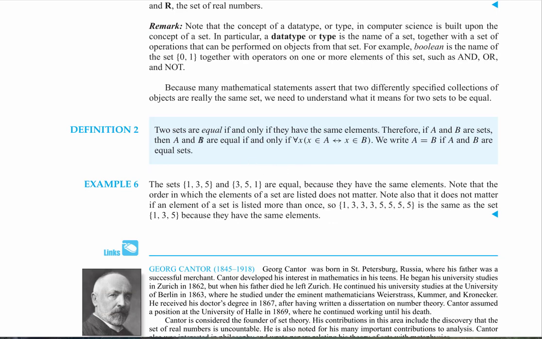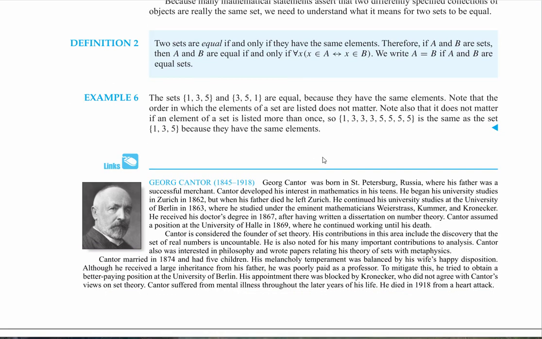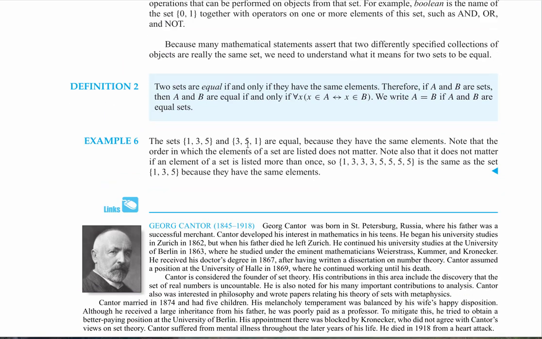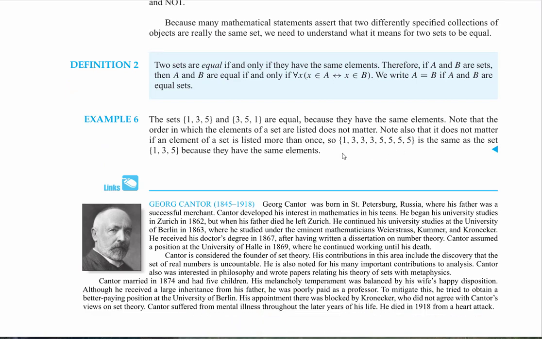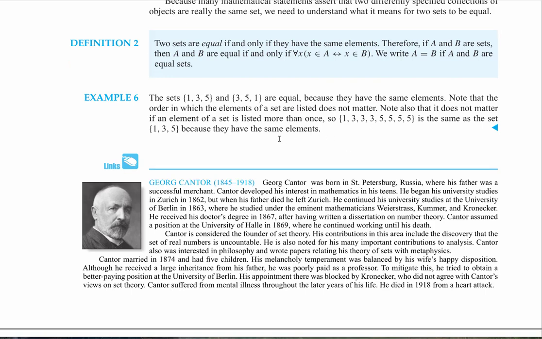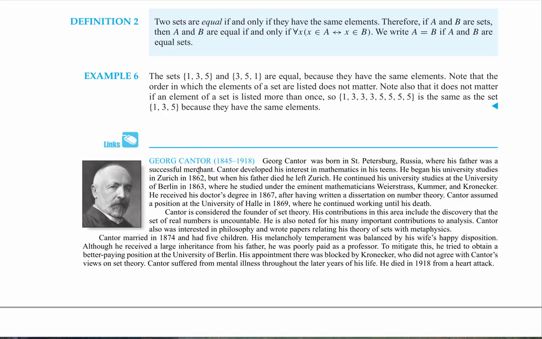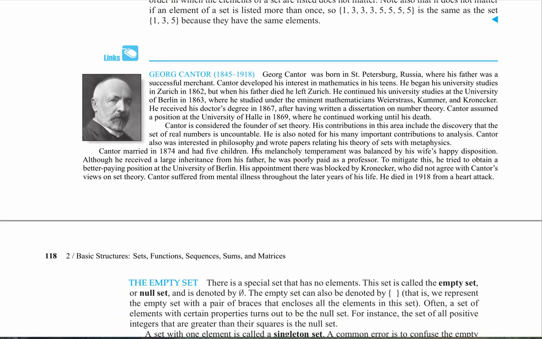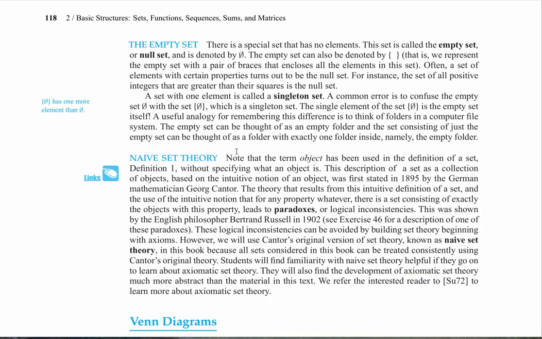Did I forget to mention this? Two sets are equal if they have the same elements. It doesn't matter how you order them or if you list the elements more than once, it's still the same set. Here's George Cantor. He has a famous set named after him. The empty set.